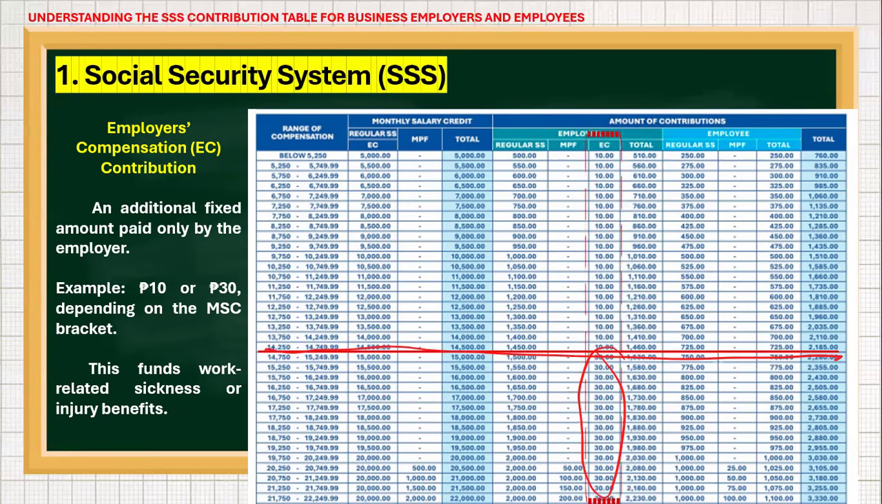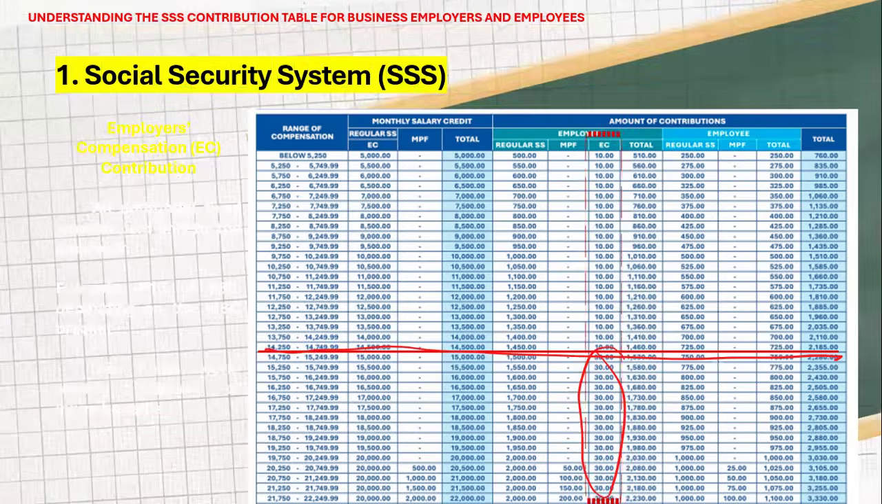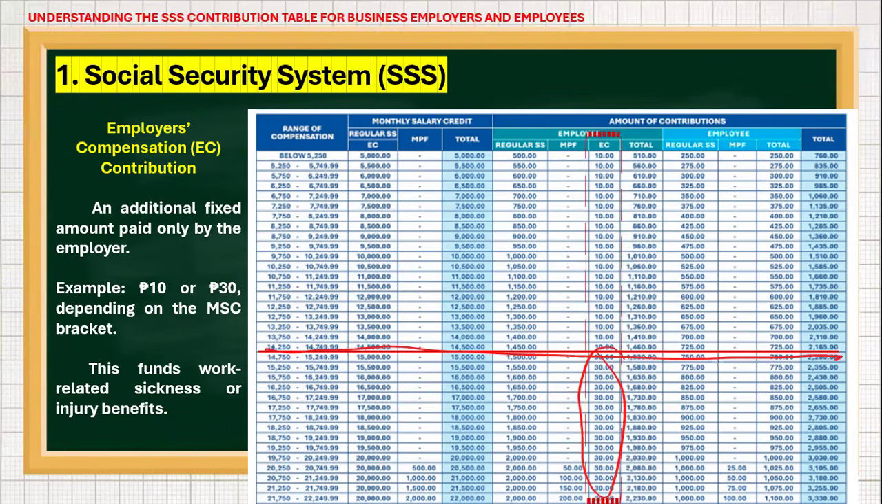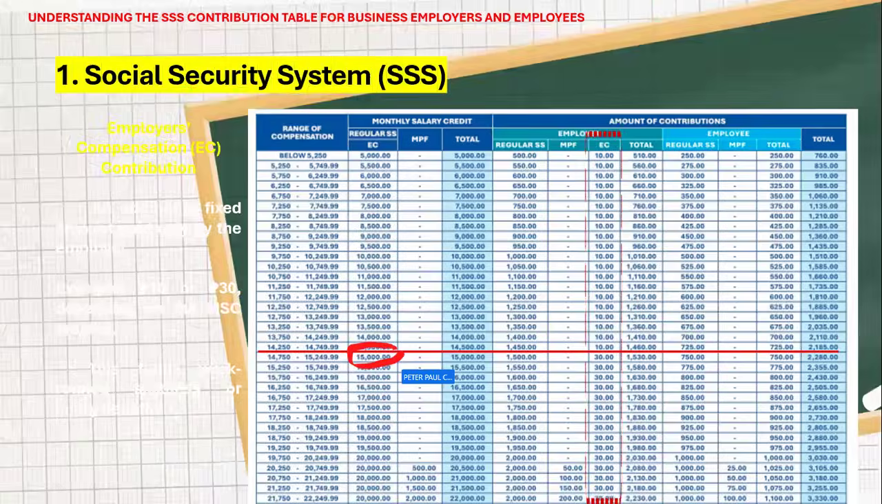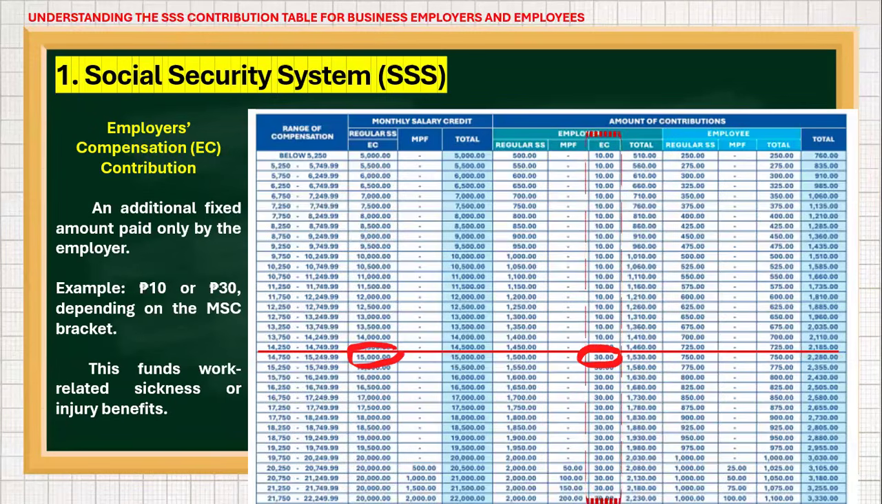We could notice using the table that it charges 10 pesos if the MSC bracket is less than or equal to 14,500. So that's the part. This one. And if it is greater than or equal to 15,000, then you are being charged 30 pesos EC, or employer's compensation contribution.